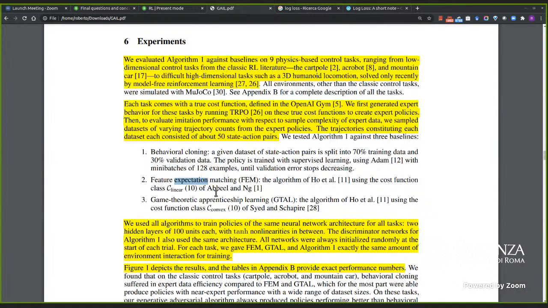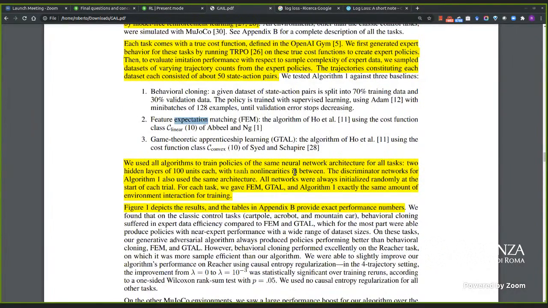We use all algorithms to train policies of the same neural network architectures for all tasks, 2 hidden layers of 100 units each, with tanh non-linearities in between. The discriminator network for algorithm 1 also used the same architecture. All networks were always initialized randomly at the start of each trial. For each task, we gave FEM, GTAL and algorithm 1 exactly the same amount of environment interactions for training.